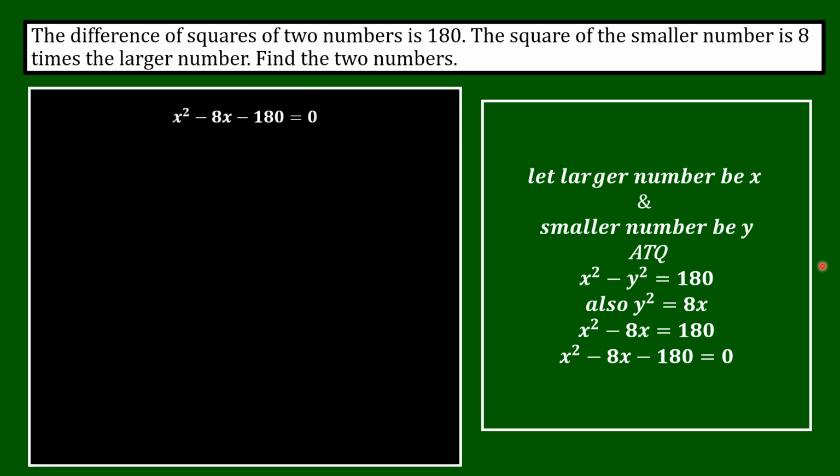We'll solve it by factorization method or by splitting the middle term. Now see, we'll split middle term in two parts such that sum should be equal to b, that is 8 in this case, minus 8 rather, and product should be equal to ac, that is 1 into 180, that is minus 180. So we'll split 8 as 18 minus 10, right? 18 minus 10 gives us 8 as sum, and 18 into 10 is equal to 180 as a product.